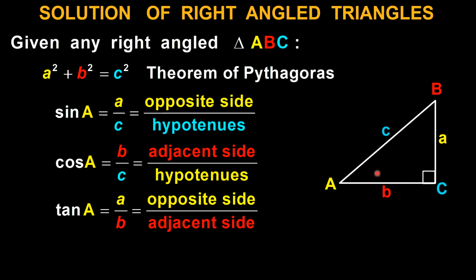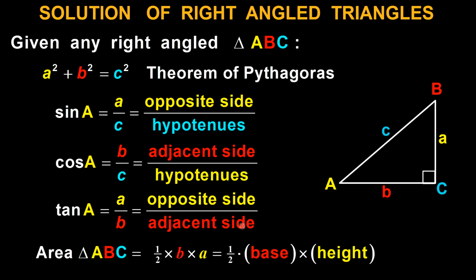For example, if I know angle A and I know this lowercase c, I can work out a. If I want a with c, I have to use the sine ratio. If I have angle A and c and I want b, I can use the cosine ratio. Or if I have angle A and this opposite side, I can find this one making use of the tangent ratio, right?